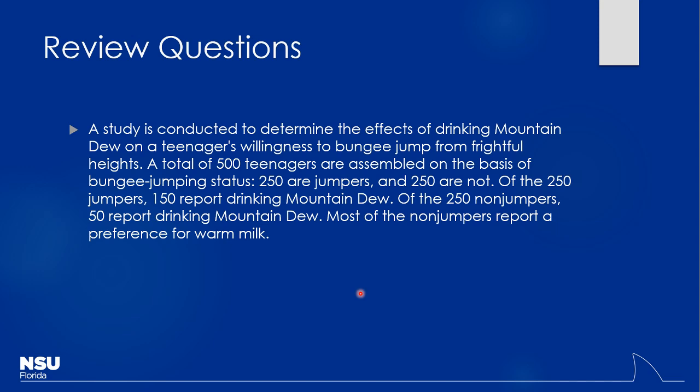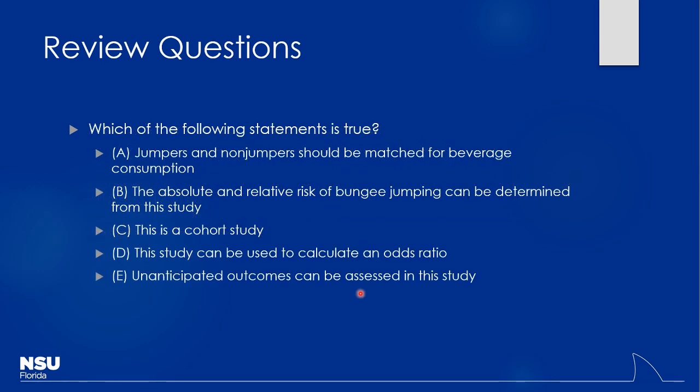Sounds nonsensical. This is hard science we're doing here, okay? Anywho, which of the following statements would be true based off of this information? Jumpers and non-jumpers should be matched for beverage consumption. The absolute and relative risk of bungee jumping can be determined from the study.